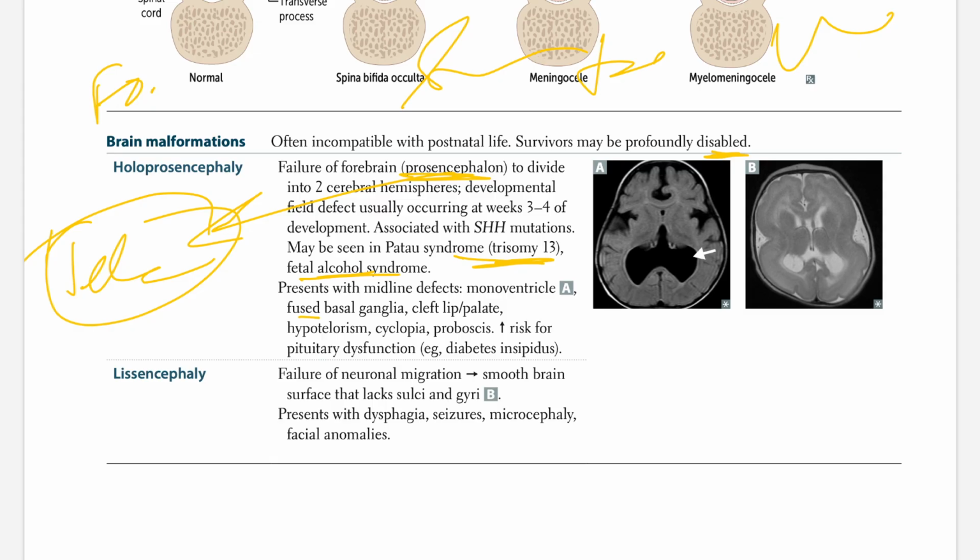Okay. The next one is lissencephaly. Lissencephaly is the failure of neuronal migration, which causes smooth brain surfaces that lack sulci and gyri. Picture B, look at here. It is the smooth brain without sulci or gyri, right? So we have a smooth brain that lacks sulci and gyri.